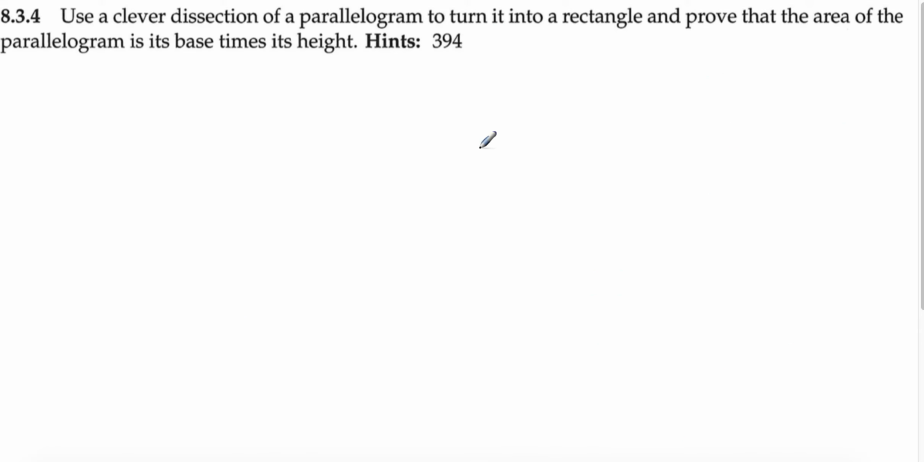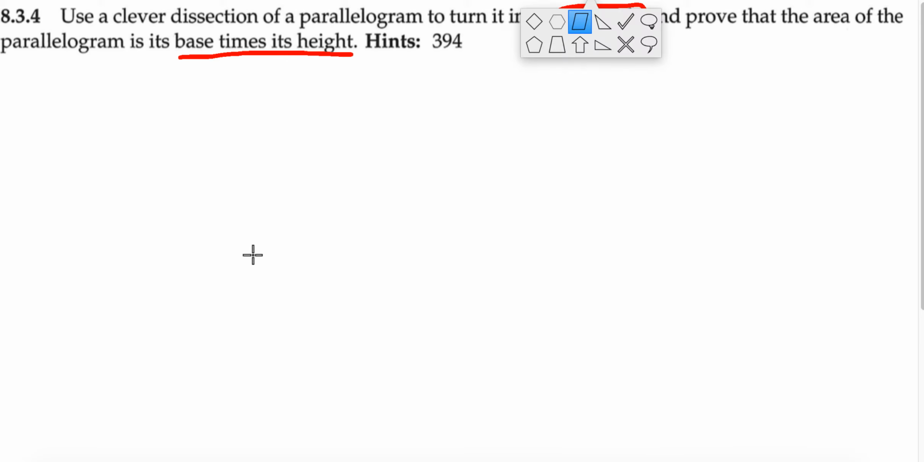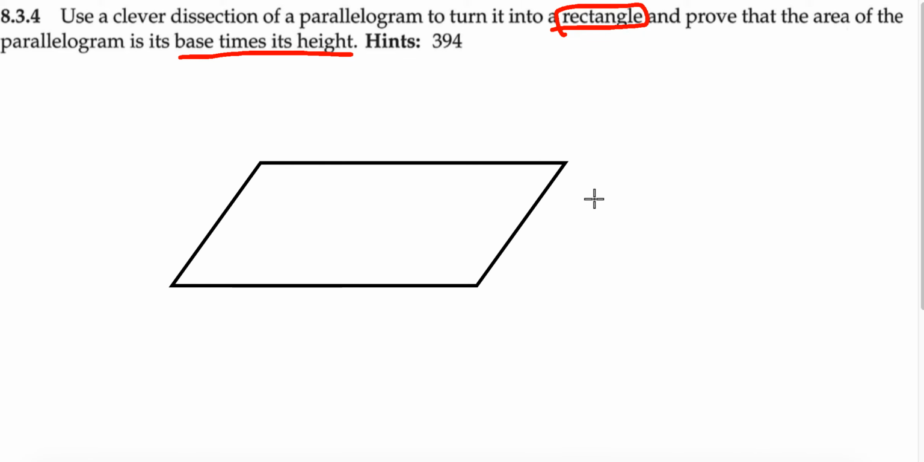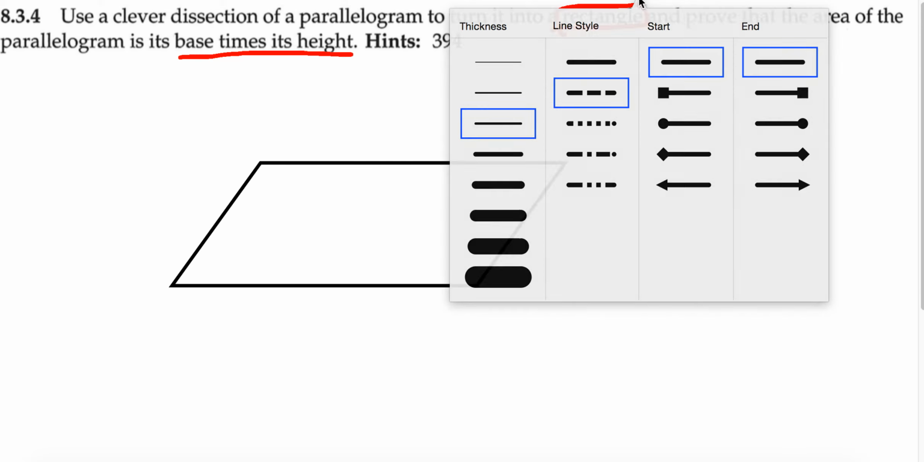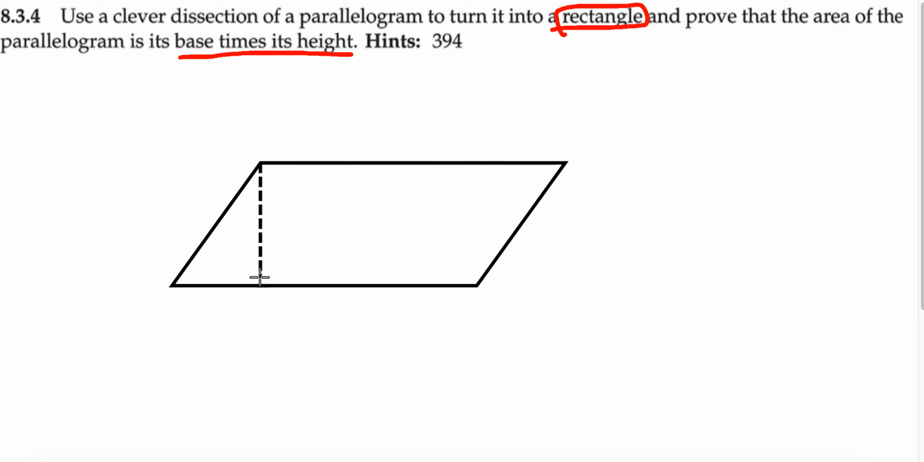Let's go for number 4. Use a clever dissection of the parallelogram to turn it into a rectangle, and then prove that the area of a parallelogram is its base times height. So we know that base times height is the area formula for a rectangle. So then, basically what we can do is, imagine this is the parallelogram that we are looking at. And then, what I'm trying to do is, I'm going to draw the height from that vertex over here.